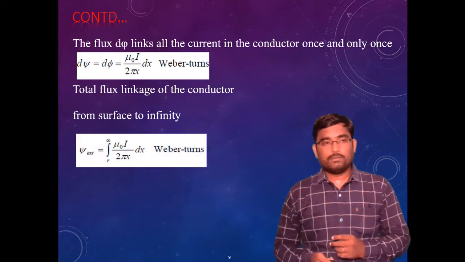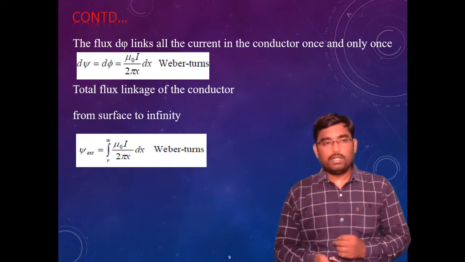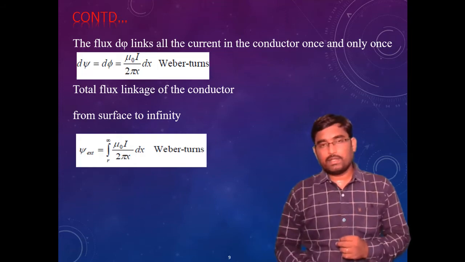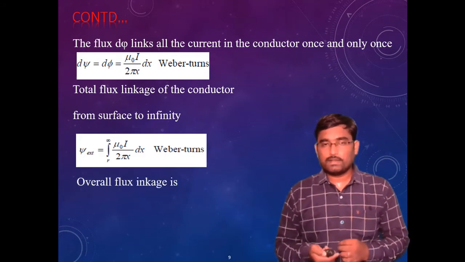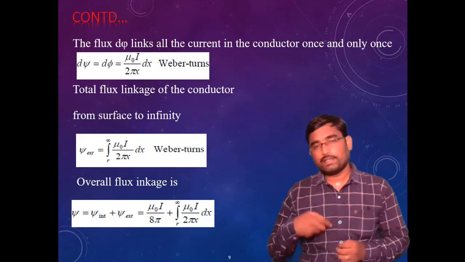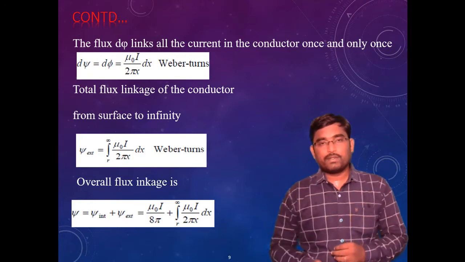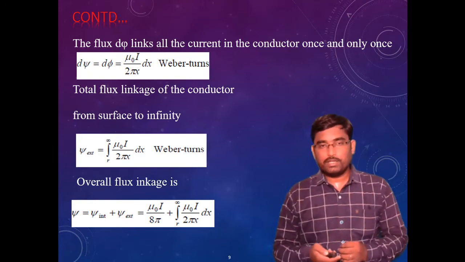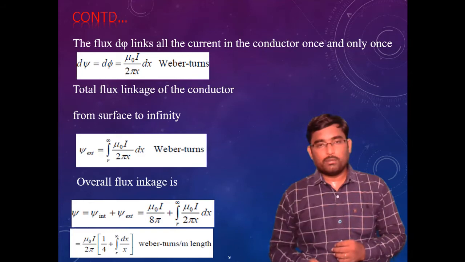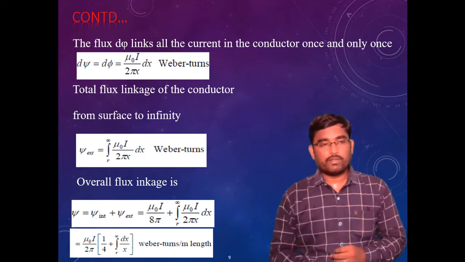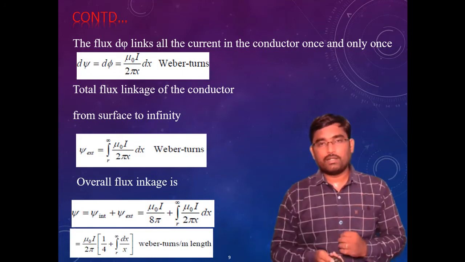The total external flux can be written as psi external equals integral r to infinity of mu naught I by 2 pi x dx. This is the external flux linkage. After obtaining the external flux linkage, the overall flux linkage is the sum of the internal flux linkage and external flux linkage, which is mu naught I by 8 pi plus integral r to infinity mu naught I by 2 pi x dx. By taking mu naught I by 2 pi common, it will be 1 by 4 plus integral r to infinity dx by x. In this way we can write the total flux linkage, which is the sum of internal and external flux linkage.